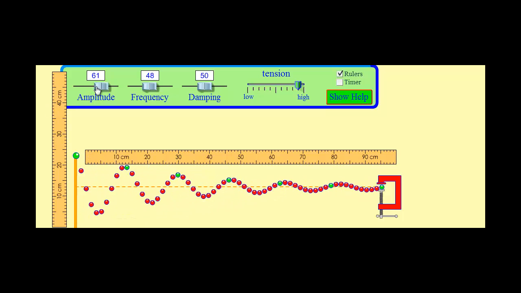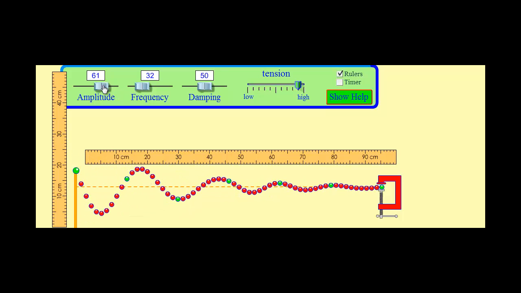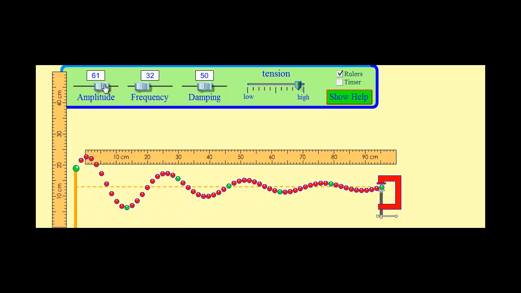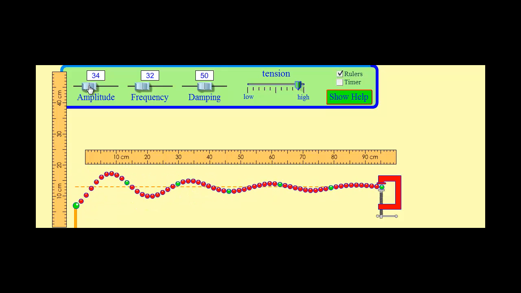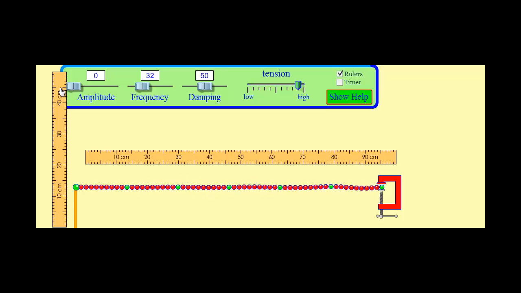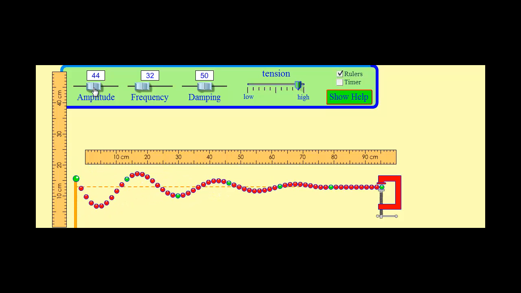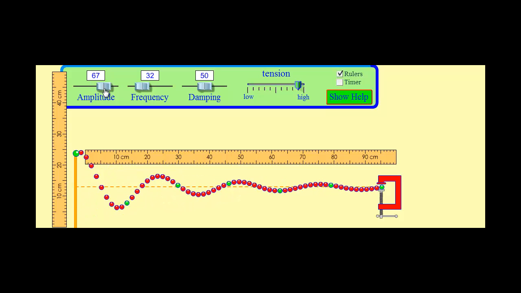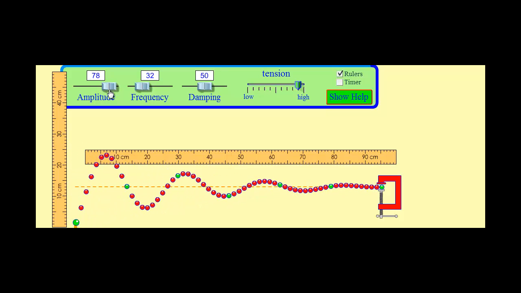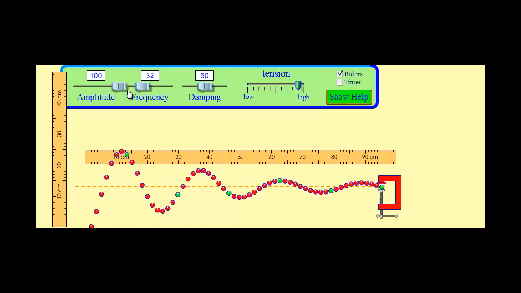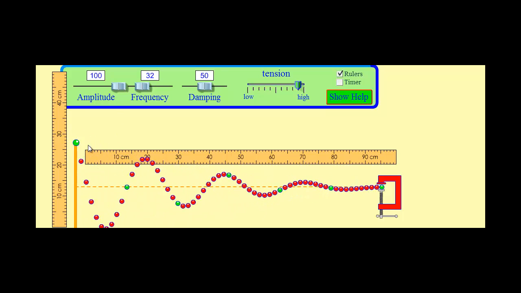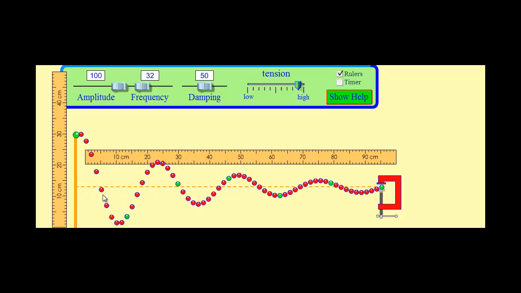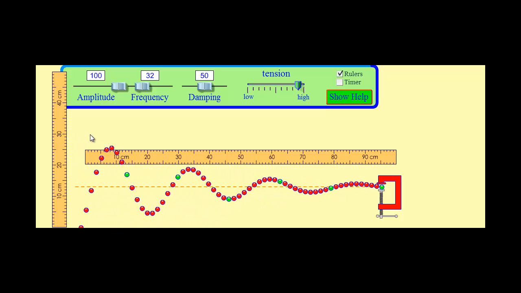Now let us see what happens if we try to increase the amplitude or decrease the amplitude. So let us decrease the amplitude. You see, the maximum displacement is decreasing. It's 0 now. That is no vibration at all. The displacement is 0. The maximum displacement is 0. Now let us increase it. Greater amplitude means the maximum displacement from the rest mean position is increasing. See, so this is the maximum amplitude we can give here. You see, the maximum displacement has increased significantly.